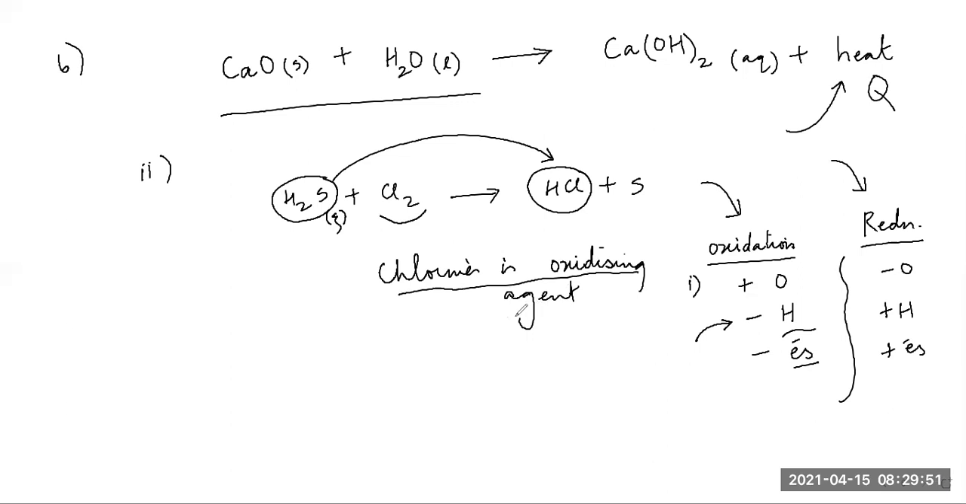Now, what has been reduced, students? What has been reduced in this reaction? The reducing agent is H2S. Why? The reducing agent is H2S. Think about this.